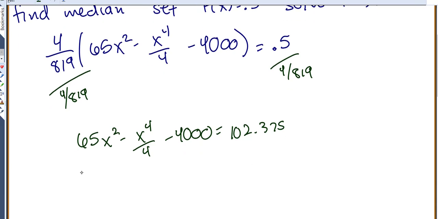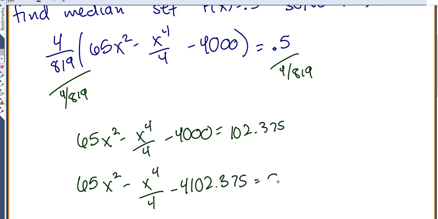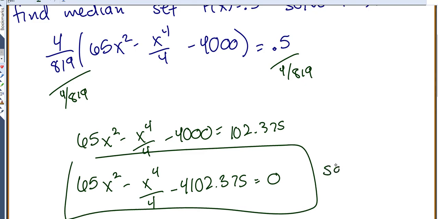And when I look at this, I realize this is kind of like a quadratic that I would need to factor or something. But at this point, I probably don't even want to do it by hand. Depending on what kind of calculator you have, this is going to be either harder or simpler. I might need to set it equal to 0 first. So let's subtract 102.375 from both sides. So negative 4,000 minus 102.375 gives me 65x squared minus x to the fourth over 4 minus 4,102.375 equals 0.